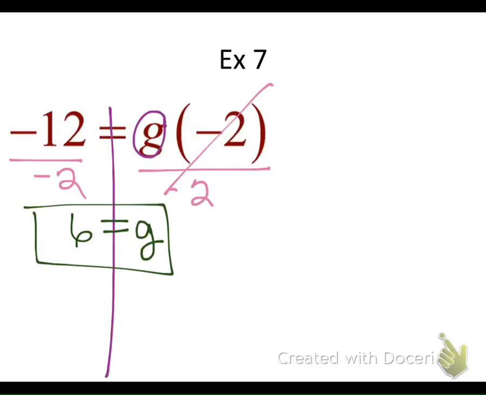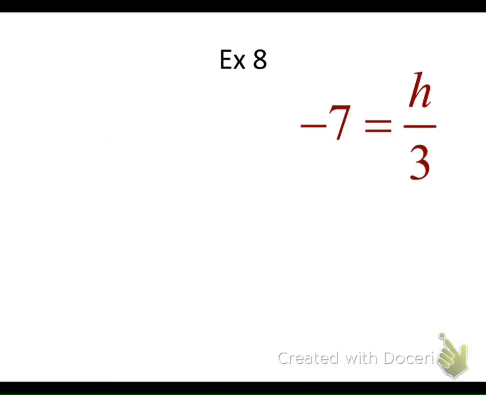All right, moving right along. Example number 8. Read this one to me, Deontay. H divided by 3 equals -7. You read it to me backwards. Oh, well. Always, because we read left to right, right? So do your math left to right. -7 equals H divided by 3. Tell me what to do. First circle the H.